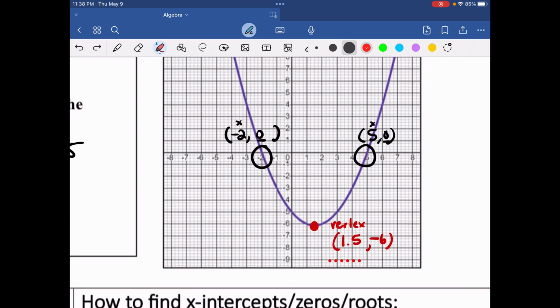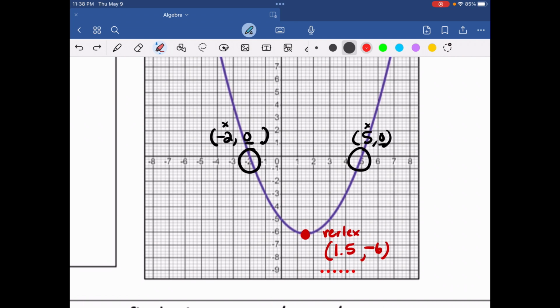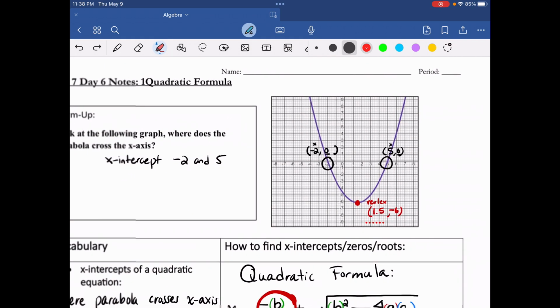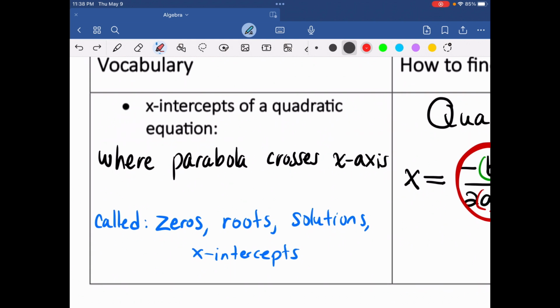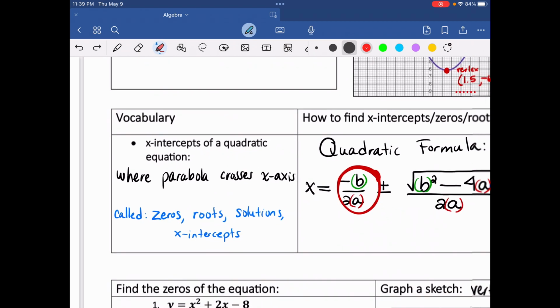So today that's what we're going to do. We're going to look at some algebra so that we can find those two answers. Okay, an x-intercept is where the parabola crosses the x-axis, and they have different names. They could be called zeros, roots, solutions, x-intercepts. But if you see on a test and they ask you to find the roots, they're talking about the same thing, or zeros, or solutions, or x-intercepts.